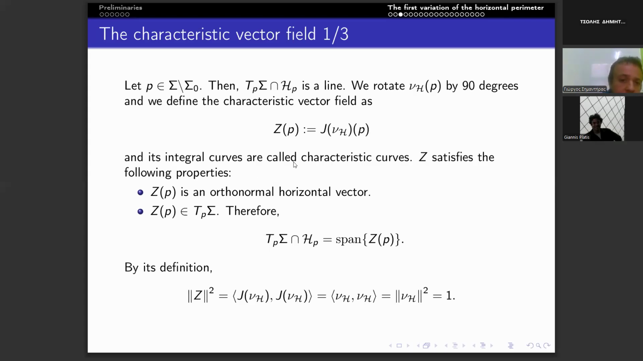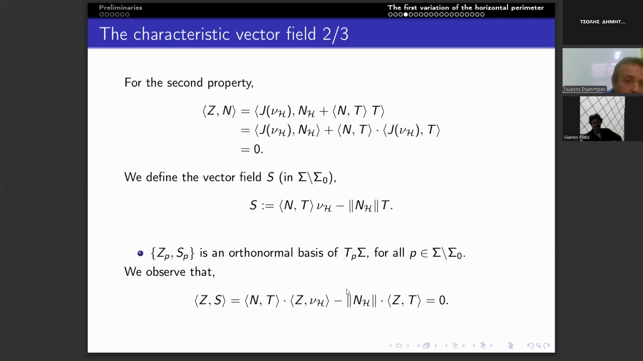Z here satisfies the following properties. One can see that Z at P is an orthonormal horizontal vector, and also Z at P is a tangent vector. So we have a basis for this line, for the intersection of the two planes. By the definition of zeta, using the properties of J, the rotation operator, we can see that the norm of zeta is equal to the norm of the horizontal normal unit vector, which is 1.